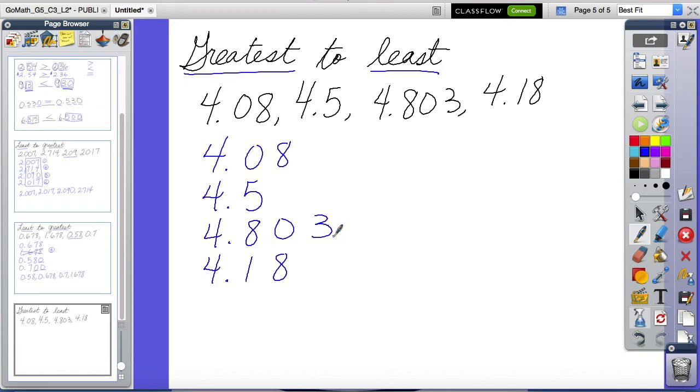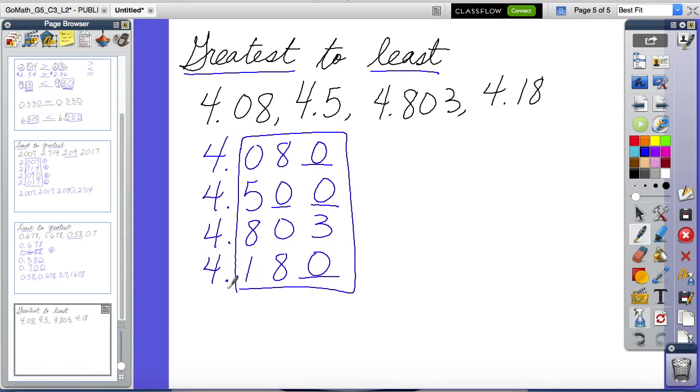The longest decimal we have is 4 and 803 thousandths because it has 3 decimal places. So we will balance out the other ones and make them into 3-digit decimals as well. So we're going to change 8 hundredths into 80 thousandths. We'll change 5 tenths into 500 thousandths, and we'll change this 18 hundredths into 180 thousandths. Again, all the front numbers are the same. That's not going to help us order, so we're going to concentrate back here.